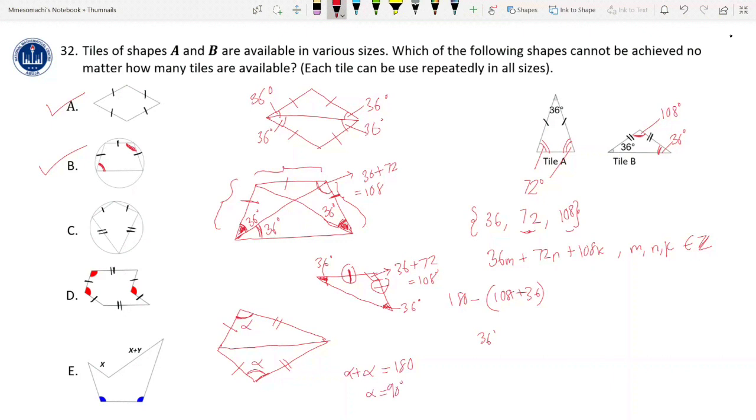Now we see that 90 degrees is not of the form 36m plus 72n plus 108k, for m, n, and k being integers. So we see that this is not possible. Option C is not possible. So actually, the answer is option C.